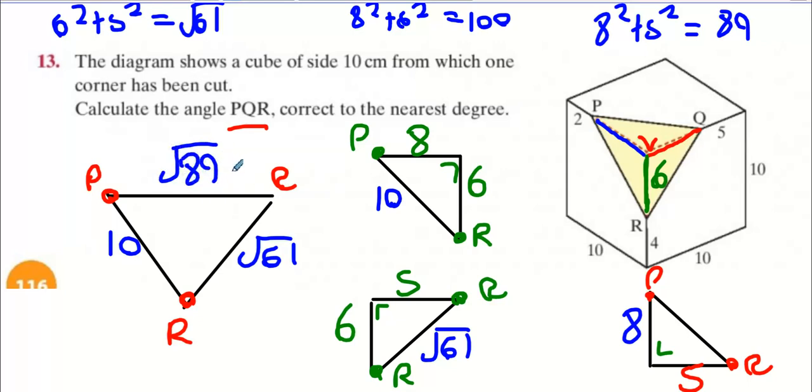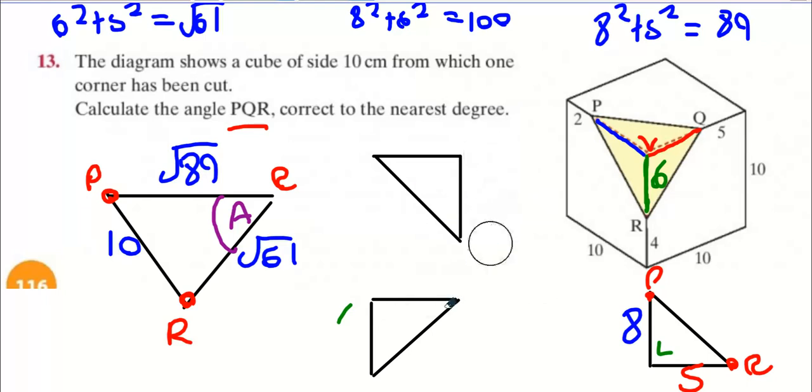Now, which one's PQR? The purple angle there, yeah? We'll call it capital A, for argument's sake. Is it the largest angle or the smallest angle? Root 100 is bigger than root 89, so it's the largest angle. So we're going to have to figure that out using the cosine rule. We haven't used the cosine rule yet.